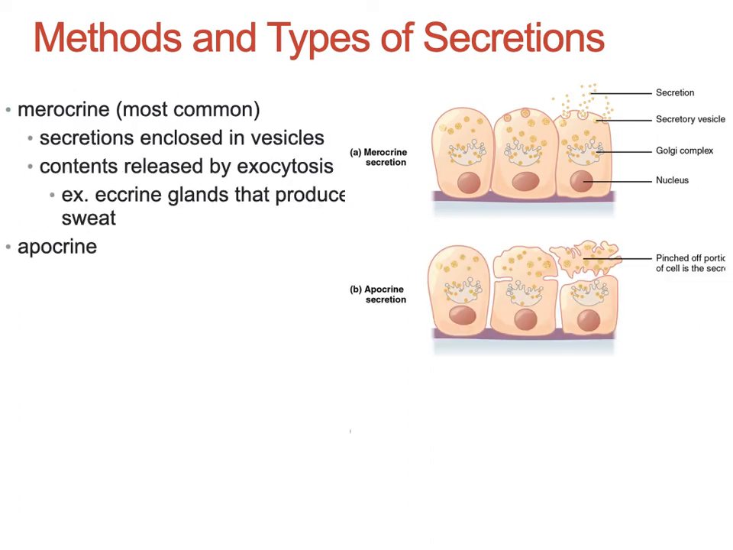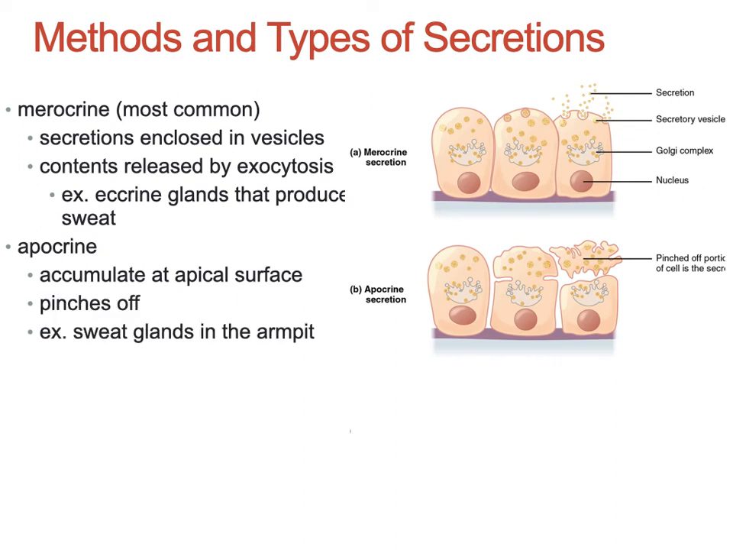And then you have apocrine secretion. This is where the secretion accumulates near the top of the cell, near the apical portion of the cell, and then its secretory contents pinch off from the cell and are released. Examples include sweat glands of the armpit. Both merocrine and apocrine glands continue to produce and secrete their contents with little damage caused to the cell, because as you can see in the images, the nucleus and the Golgi regions are going to remain intact after these secretions.